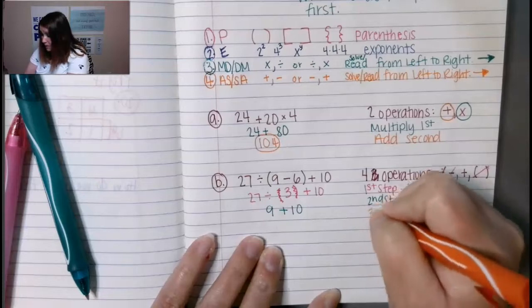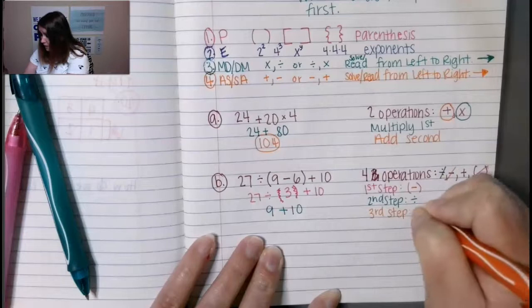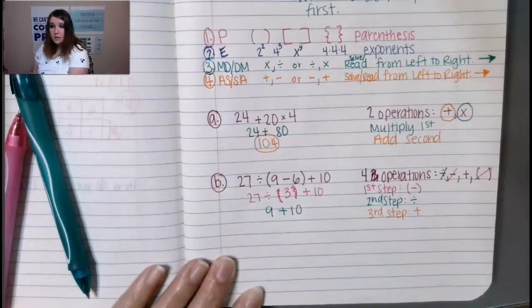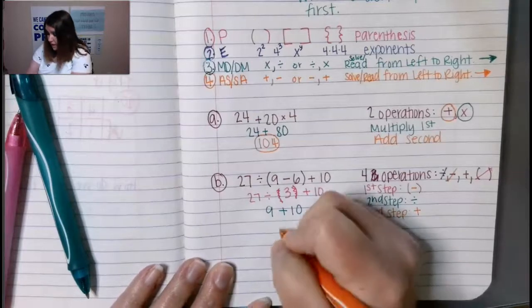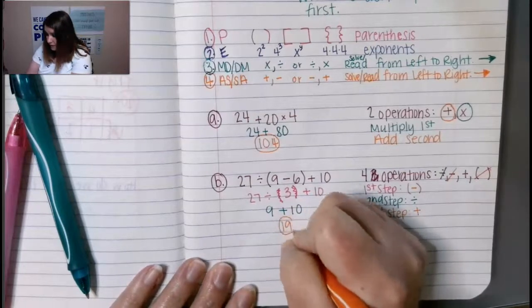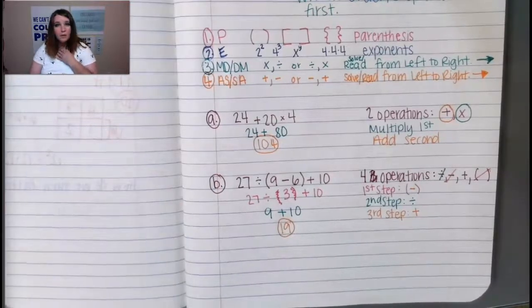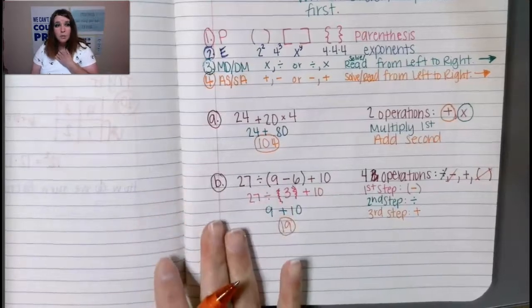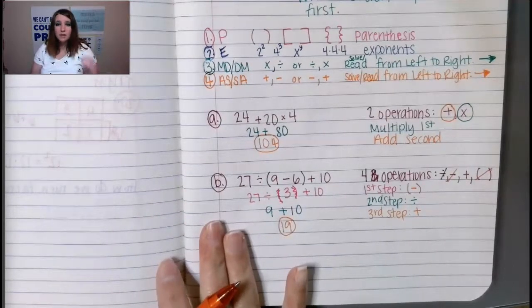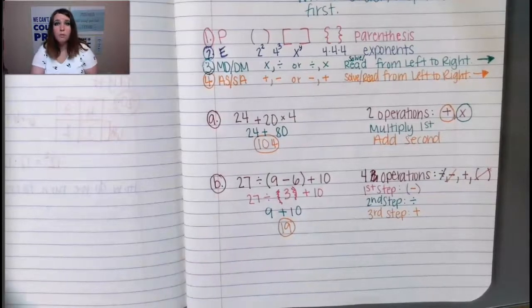So my third step is now going to be addition. So I'm going to add 9 plus 10, and I get 19. Okay, how are you feeling so far? If you need some help, make sure that you come back and you ask for help. This is the time to be asking for help.